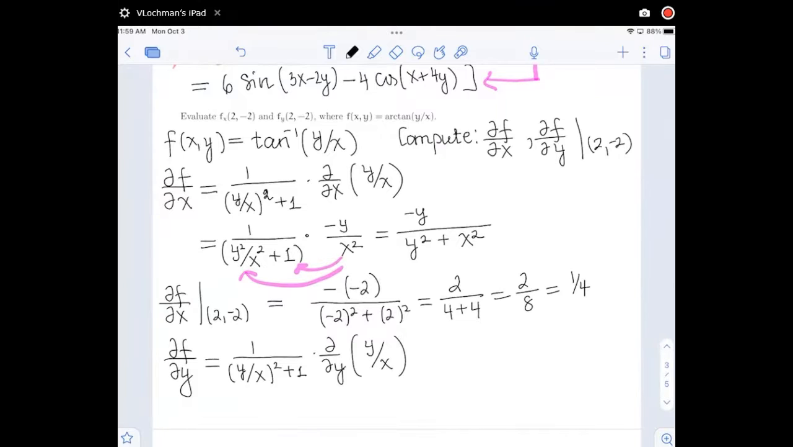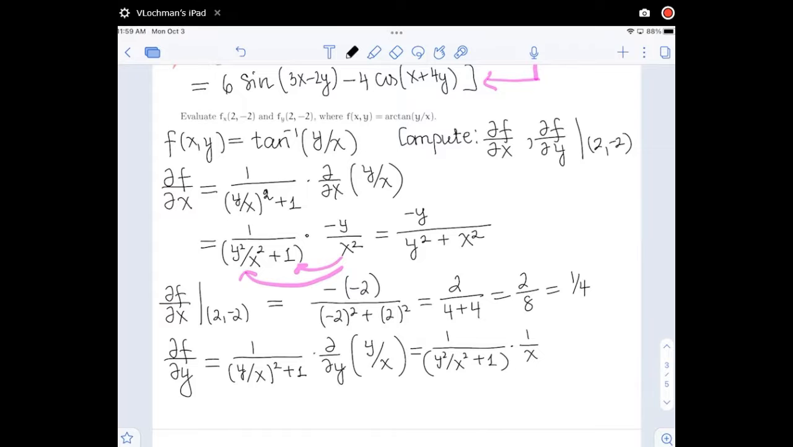One over x. Very good. So this would be 1 over... okay, let me do it like this. So this is y squared over x squared plus 1. And Javier says it's 1 over x.